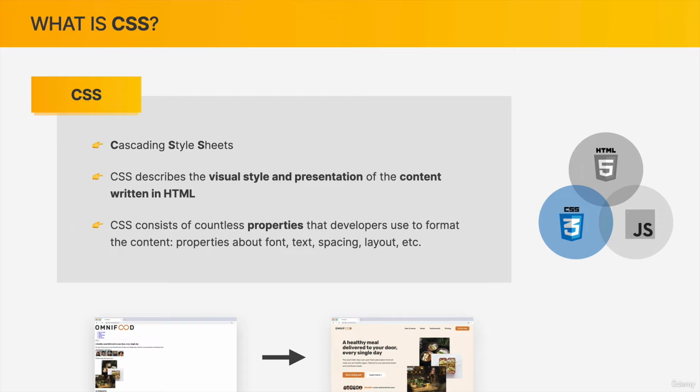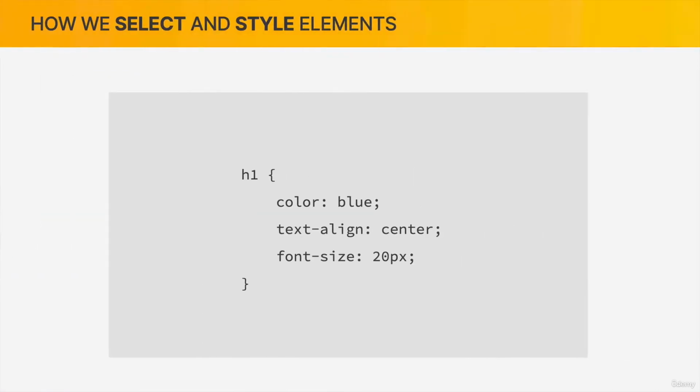So let's now take a look at an actual piece of CSS code. This is what a typical small piece of CSS might look like, and it always starts with a selector. For example, if we want to style all the h1 elements on the page, we need to select them in CSS, and then we can apply some styles to them. Each of these styles we can call a declaration.